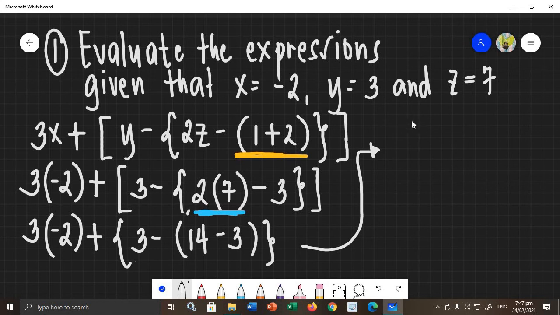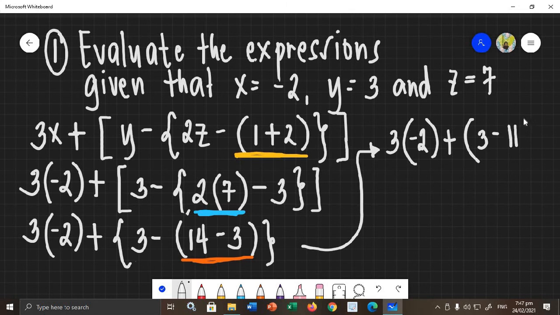So, continuing the solution, 3 times quantity -2, and then plus, solve natin yung nasa loob ng parentheses, which is 14 minus 3. So, masasolve na natin siya. Therefore, we can get rid of the braces. Pwede natin ipalit na yung parentheses. So, we have 3 minus 14 minus 3. That is equal to 11. Okay? So, yan, unti-unti na nawawala yung groupings.